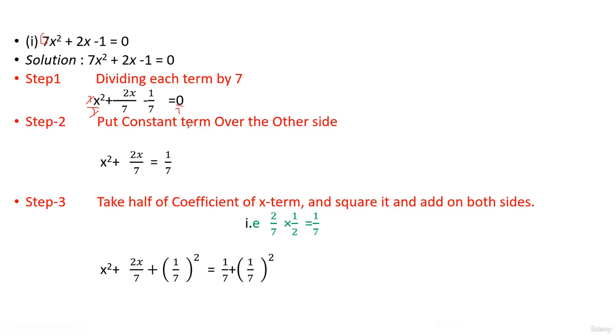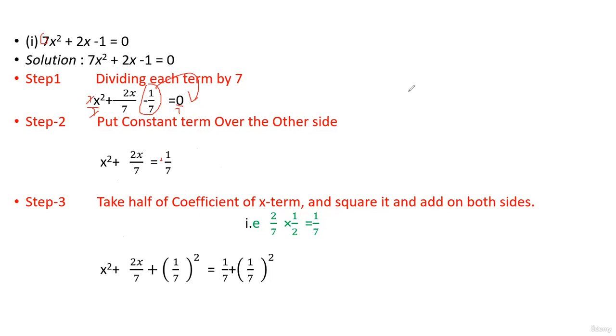Now put the constant on the other side. This is your constant, minus 1 upon 7. You have to shift this term to the 0 side, then it will change into plus 1 upon 7, and the 0 you cannot write, so you write just 1 upon 7. Now these are the first two steps, and sometimes in a question this step can vanish. Now step 3, the most important step, is to complete the square.